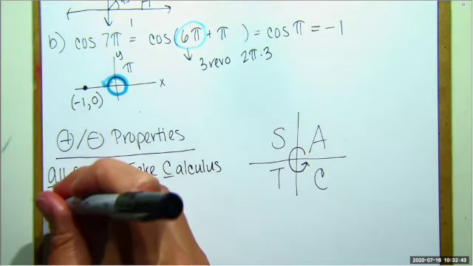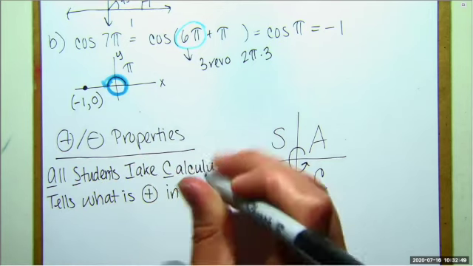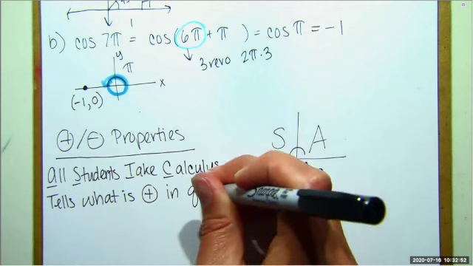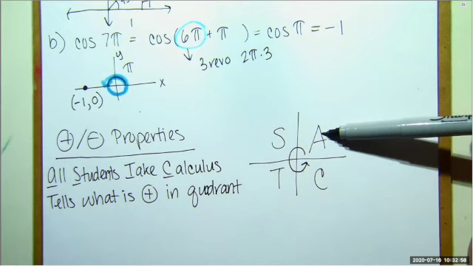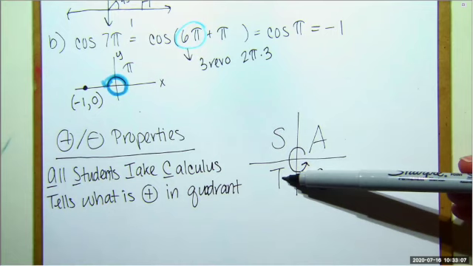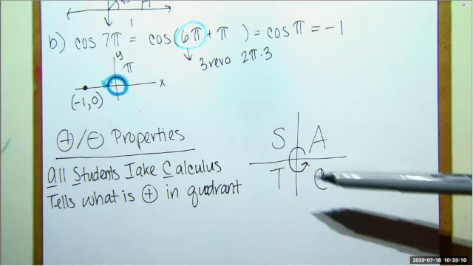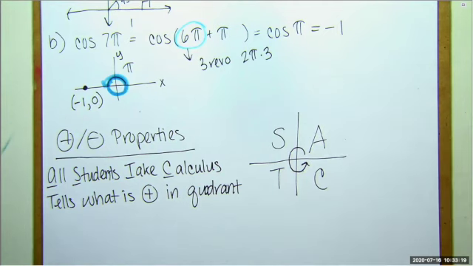This tells us what is positive in that quadrant. So in quadrant 1, we have an A, that means all sine, cosine, and tangent, all three are positive. In quadrant 2, we have an S, that means sine is positive, which means cosine and tangent are negative. Here we have a T, that means tangent is positive, which means sine and cosine are negative. Here we have a C, which means cosine is positive, which means that sine and tangent are negative. The reciprocal trig functions, cosecant, secant, and cotangent, have the same positive or negative value as the original function.